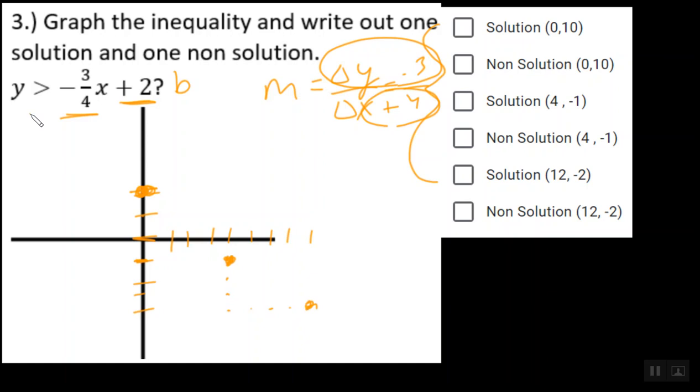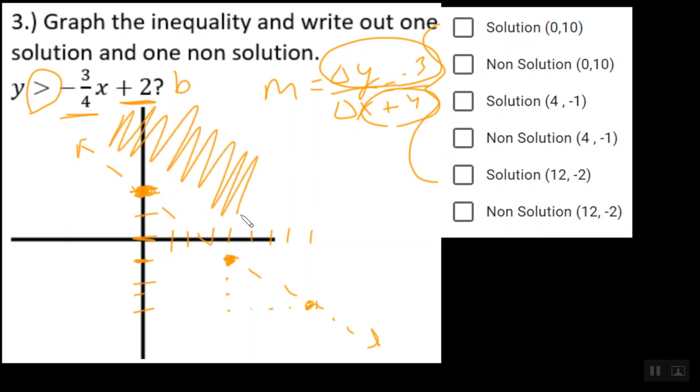And the last thing we'll look at is the inequality itself. It's a greater than. So since it's just a greater than and there's no line underneath it, we draw ourselves a dotted line. And once we draw that dotted line, it's greater than, we will shade above. I'll say that one more time. If it's greater than, we shade above. Now, I'm going to use a red pen, and let's take a look at our choices.